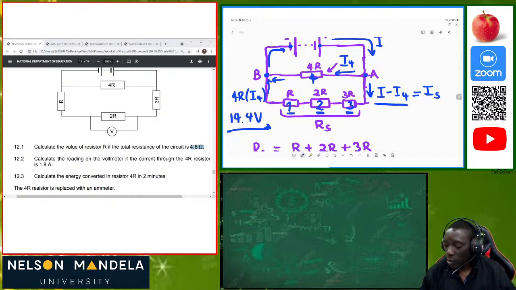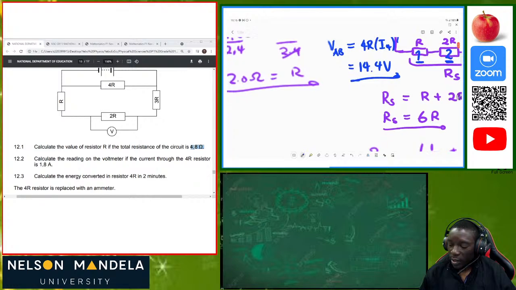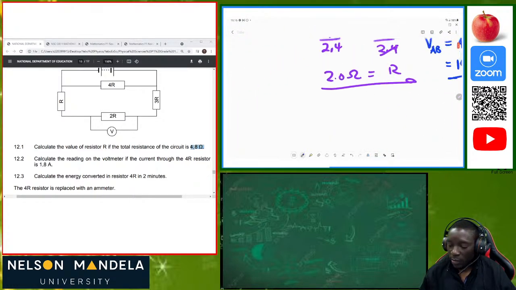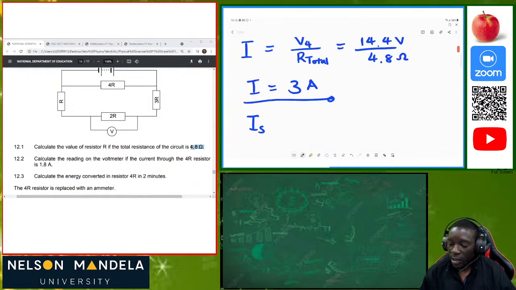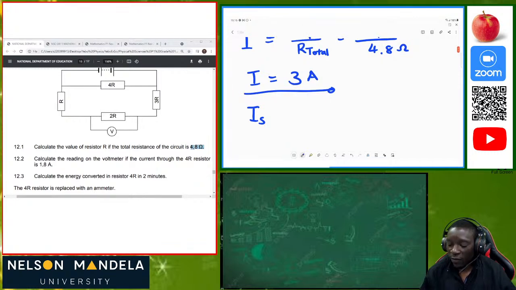I hope we're together on that one. So IS is I minus I4, where I4 is 1.8 amps. So if I'm assigning these notations, I4 and IS, it's so that we know which path the current is linking to. You're free to use any notation as long as you show it in your working and in your diagram, if you have a diagram. If you are given those quantities in your question, you just stick to the notation that is used in the given question.